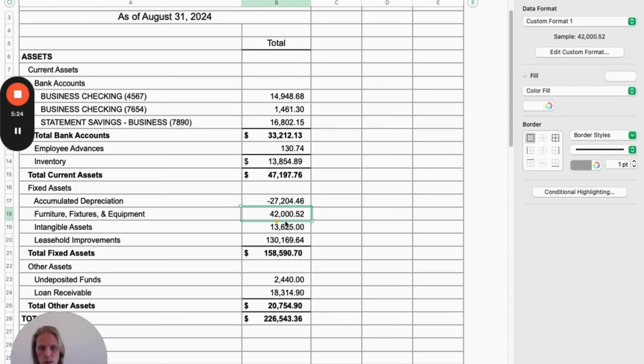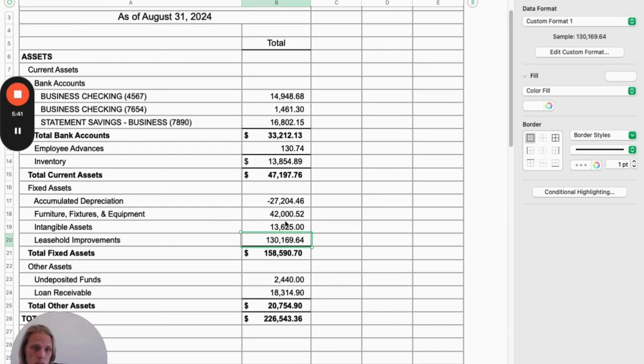Leasehold improvements. So this might be a build out. This could be you renovating a location and making it fit for the salon vision that you have. And that can be very expensive. We can see in this example, $130,000 was spent on leasehold improvements. That's a lot of money.